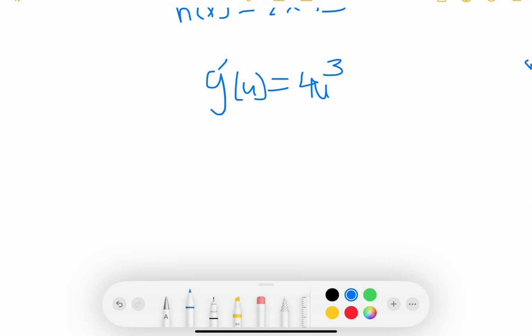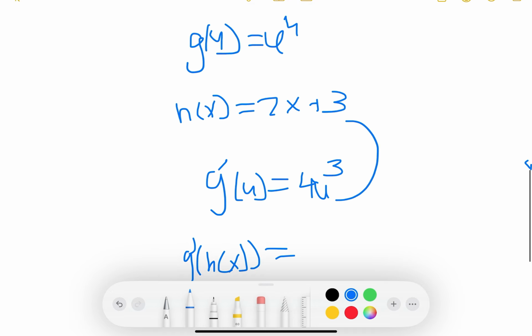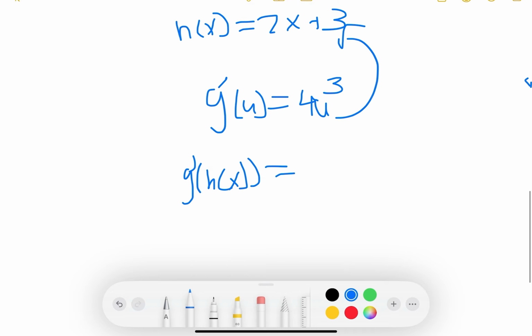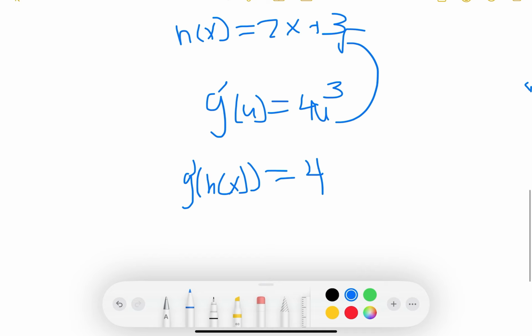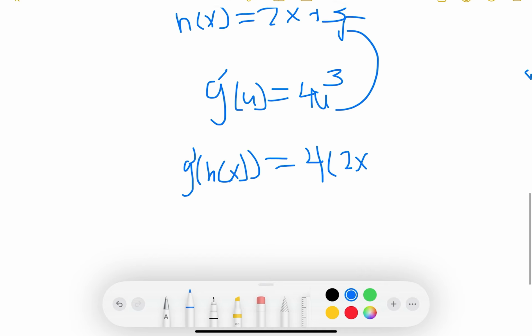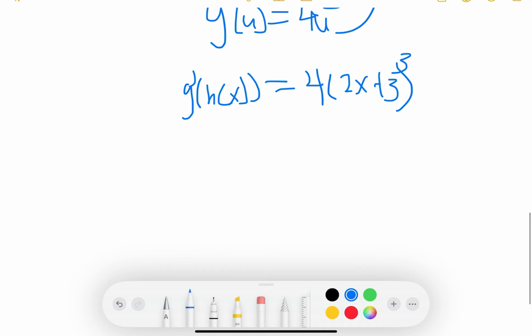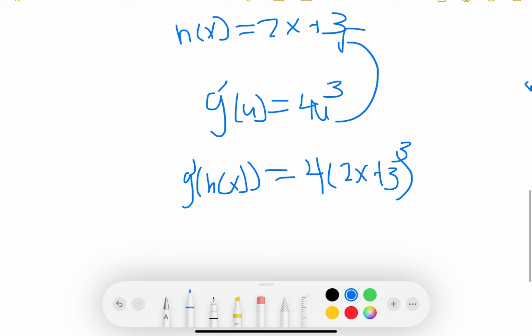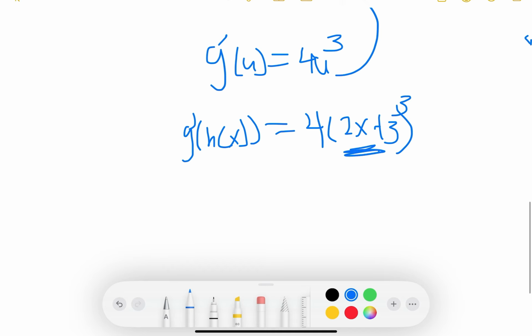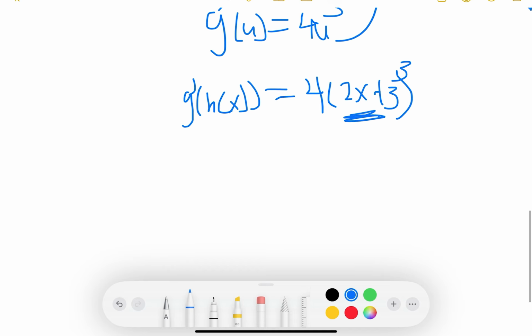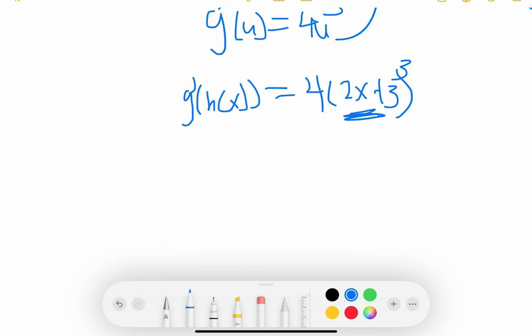So step 3, you want to leave the inside alone. Let's write this a little bit better. u equals h of x. So again, u is this here, so it'll just be 4 times (2x plus 3). Remember, the 3 is up here. And then now we want to take the derivative of h of x on the inside. We want to take the derivative of the inside function, so the derivative of the inside function is just 2.